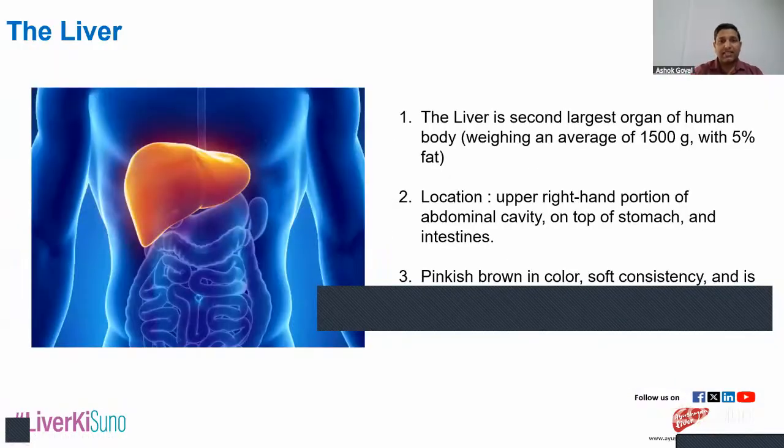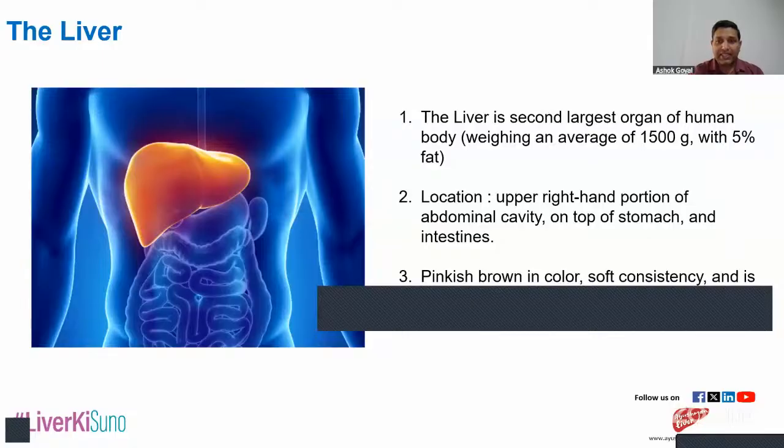As the name suggests, this disease is related to the liver, and we know that the liver is the second largest organ in the human body, weighing around 1.5 kilograms, with a fat component of around 5%. Its location is in the right upper quadrant of the abdominal cavity, and it is pinkish-brown in color with a soft consistency.